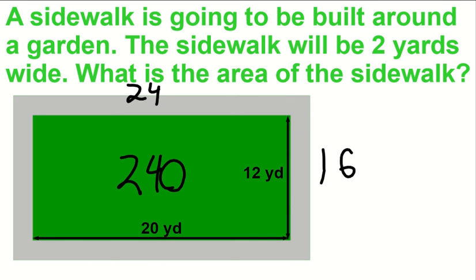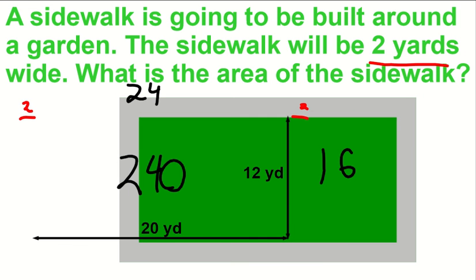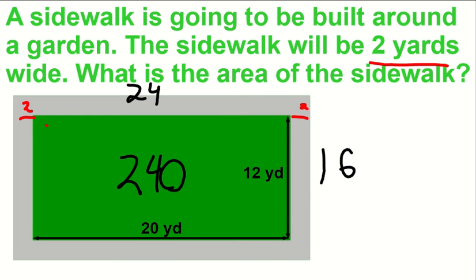All right, so the way we get that 24 and we get that 16 is because it says the sidewalk will be 2 yards wide. So what that means is I've got 2 yards width there, 2 yards width there. So when I go all the way across, I got 2 on each side with 20 in the middle, so 2, 20, 2 makes 24. Same idea going on the width. We got 2 yards there, 2 yards there, so when you go 2, 12, 2, that makes our 16.